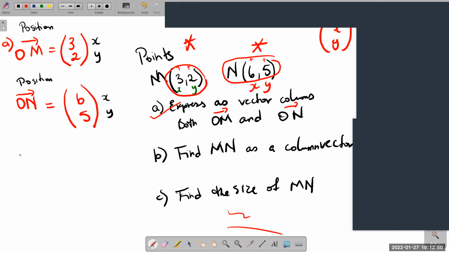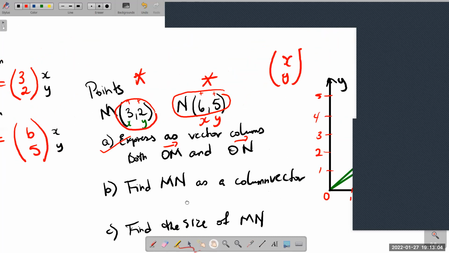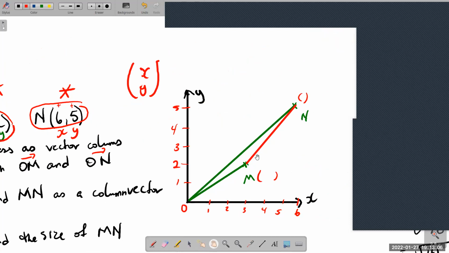Now let's look at B. And like I said, B is probably the most work you've got to do. It's the most work, but it isn't the hardest work. It's probably the easiest work. It's easy, but it's just the most work you have to do. So let's go. We know we want to find MN. And what do we know? MN is the resultant vector.